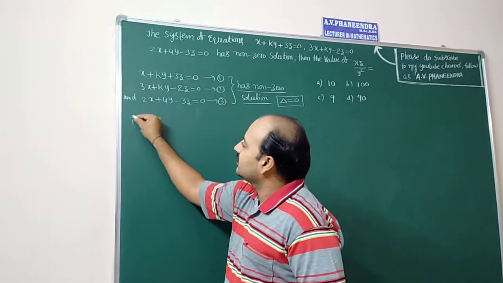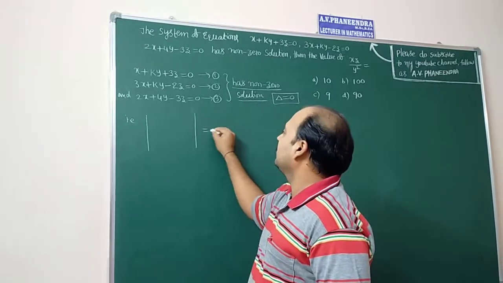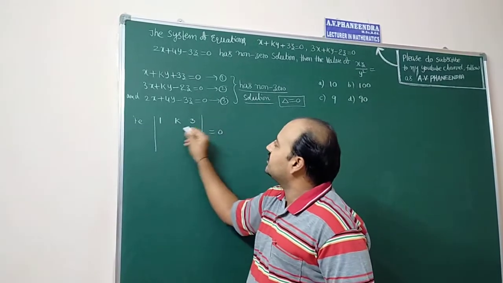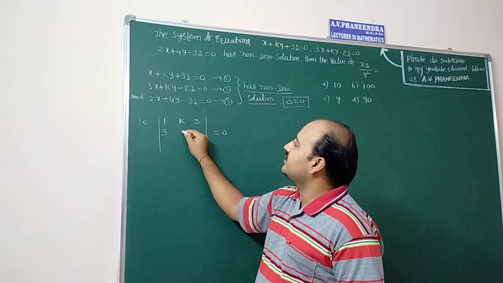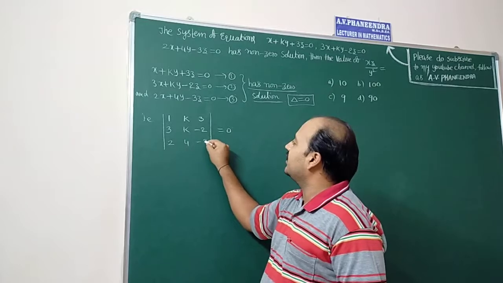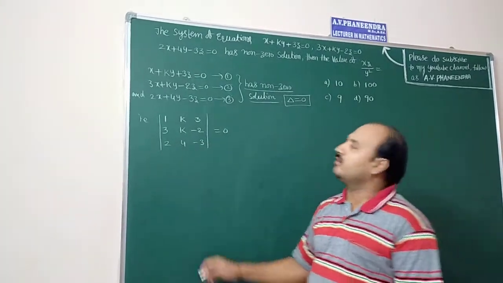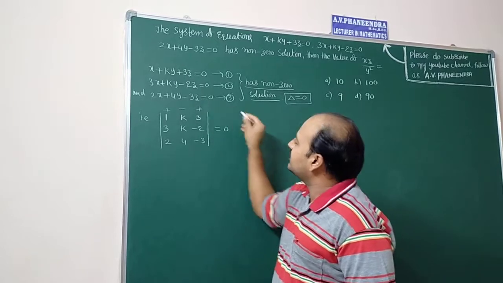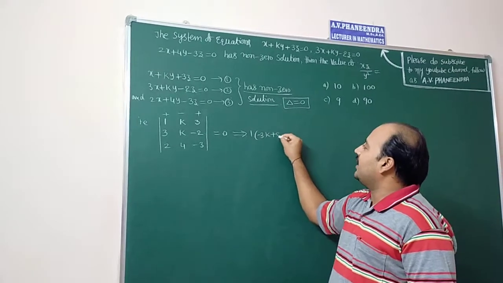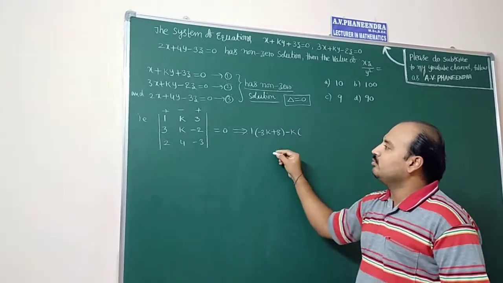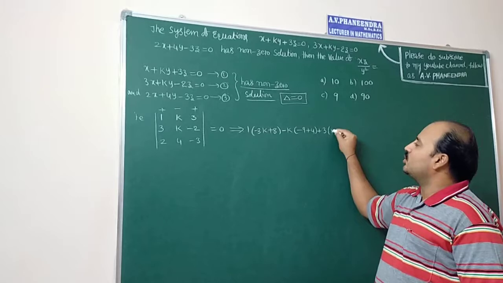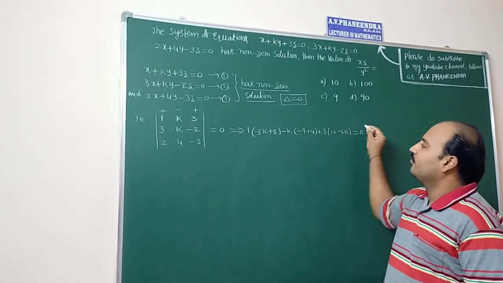That is, determinant of these three. So here x coefficient is 1, y coefficient is k, z coefficient is 3. In the second equation, x, y, z coefficients are 3, k, minus 2, and in the third, 2, 4, minus 3. We know how to find the determinant of 3 by 3. Plus, minus, plus, that implies 1 into minus 3k plus 8, minus k into minus 9 plus 4, plus 3 into 12 minus 2k is equal to 0.